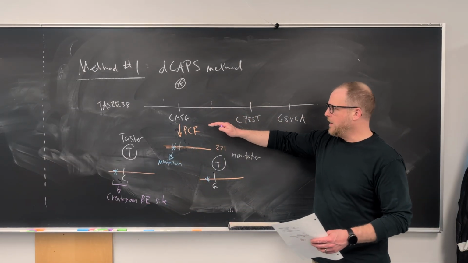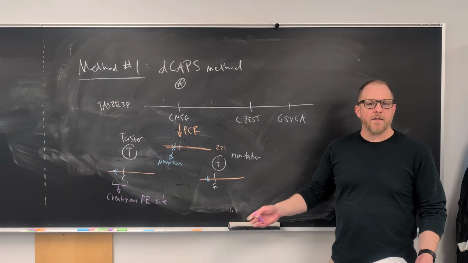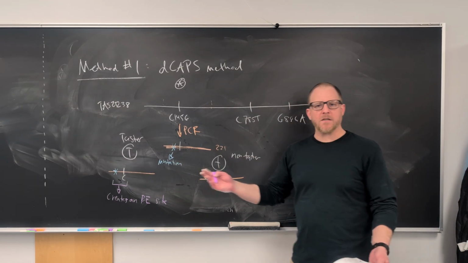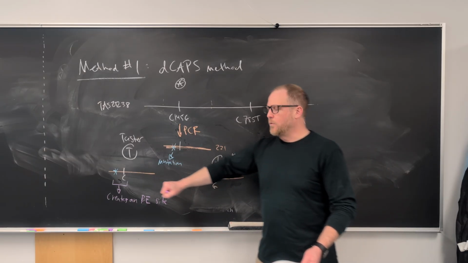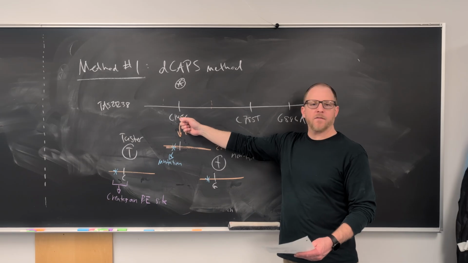We'll do the PCR. We'll set up the restriction enzyme digest of the PCR. We'll run that out on the gel, and then we'll be able to tell whether or not the PCR came from this allele or this allele. Okay, that's our first method. Remember, that one focuses just on this SNP.